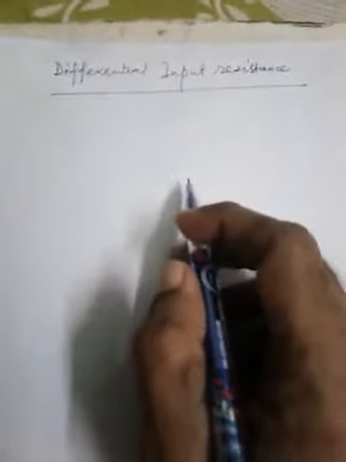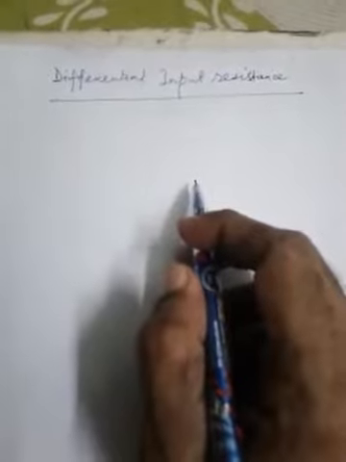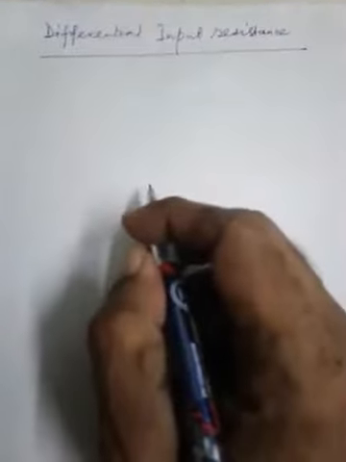The differential input resistance is defined as the equivalent resistance that would be measured at either input terminal with the other terminal grounded. So we should put the other terminal to ground, and the differential input resistance will be measured at a particular input terminal when the other terminal is grounded. So one of the two terminals will be grounded, and the resistance measured at the other terminal with respect to the grounded terminal is the differential input resistance.